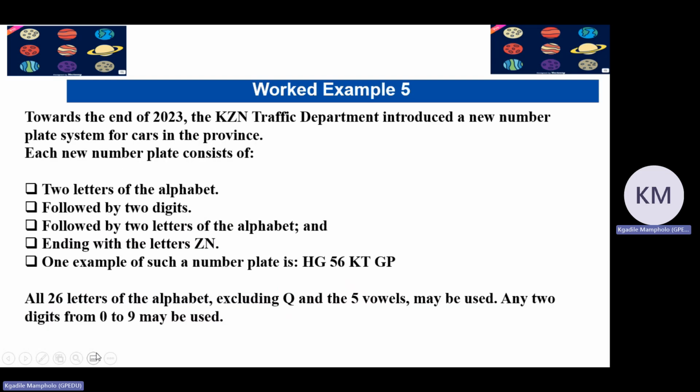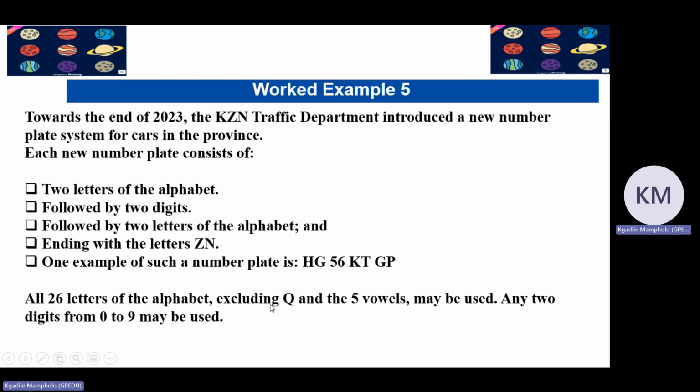Our next question: towards the end of 2023, the KZN Traffic Department introduced a new number plate system for cars in the province. Each new plate consists of 2 letters of alphabet, followed by 2 digits, followed by 2 letters of alphabet, ending with ZN. Here I was supposed to say ending with ZN, not GP. And then one example is such a number like HG56KT, let's say ZN, but it doesn't matter because this will be fixed.